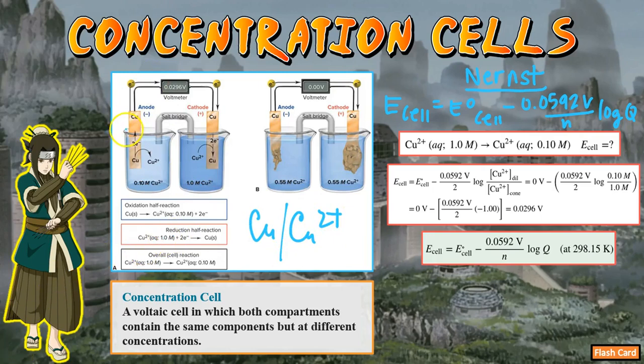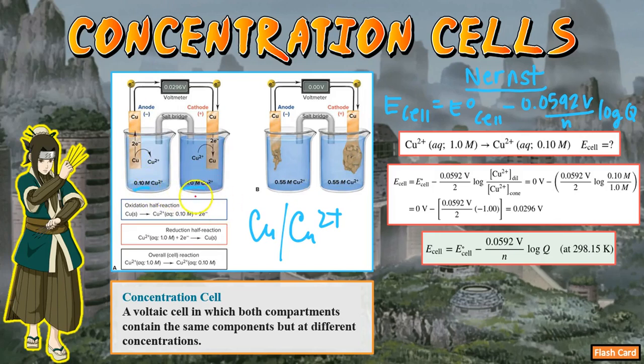Now, the concentration cells are a type of voltaic cell, okay? So it's still going to have the same setup as a voltaic cell. The difference is, as you can see, the anode and the cathode are both copper. And also the electrolyte solutions are both copper 2 plus here, copper solids for the electrodes. But the actual concentrations are different.